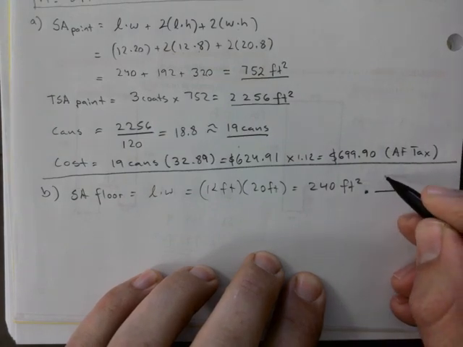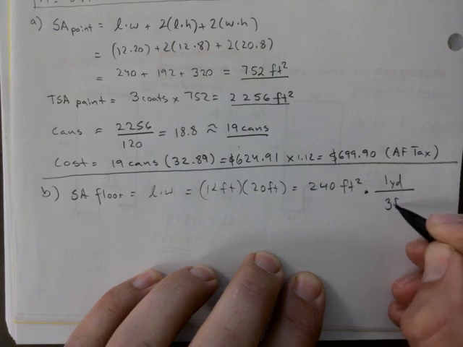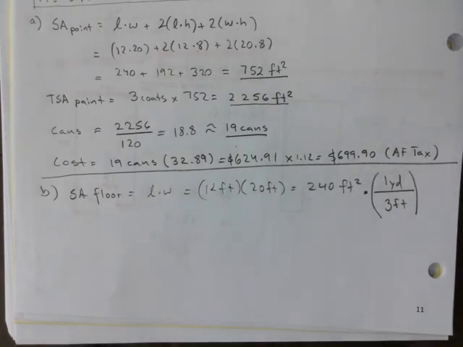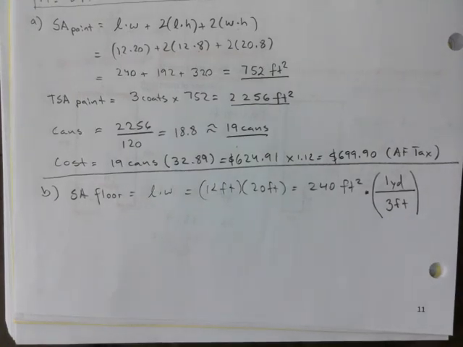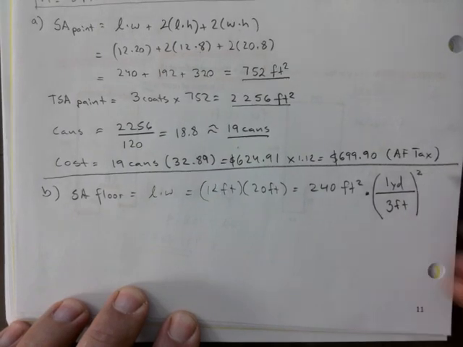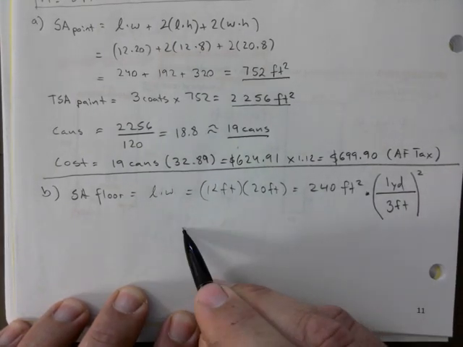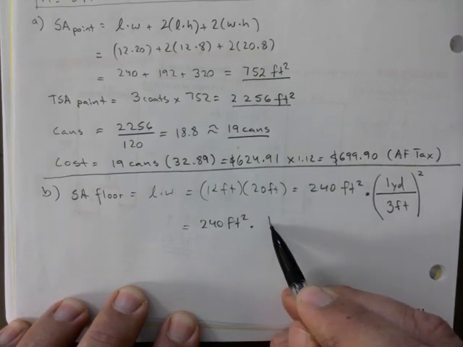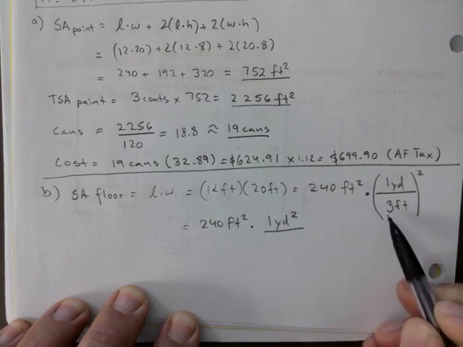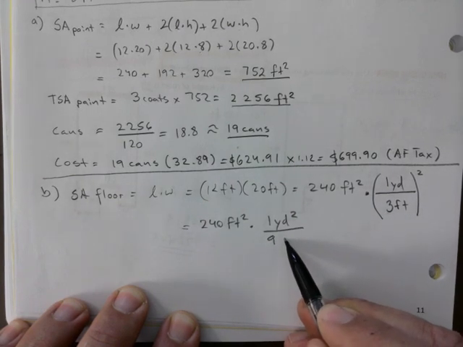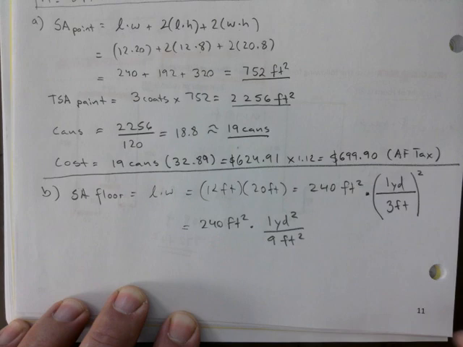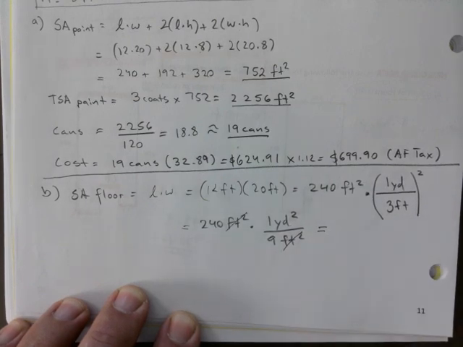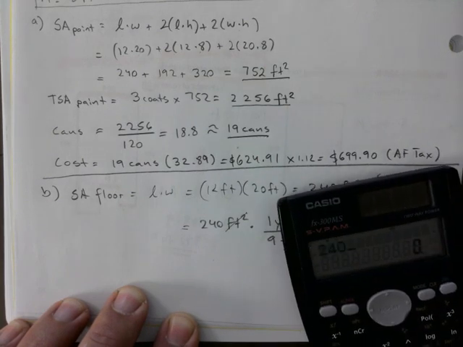1 yard has 3 feet. This is the conversion part. What do I need to do with that? Square it, right? I need to square it. Yeah. So we're going to go over here. 240 square feet is equal to 1 square yard over 3 squared, which is 9 square feet. Cancel, cancel. We go equals. So it's basically 240 divided by 9.